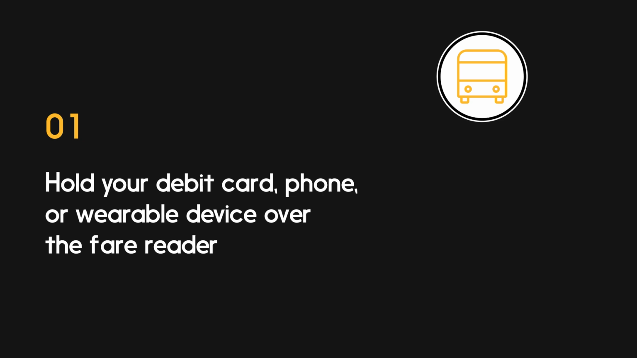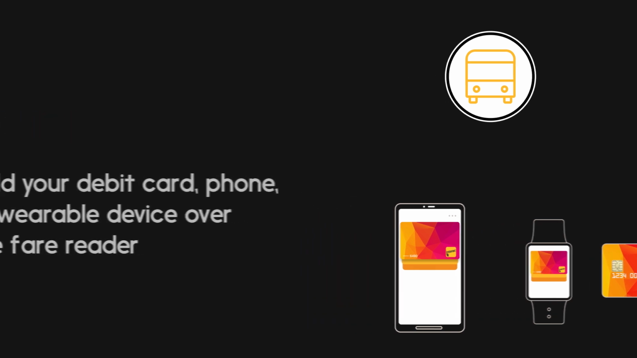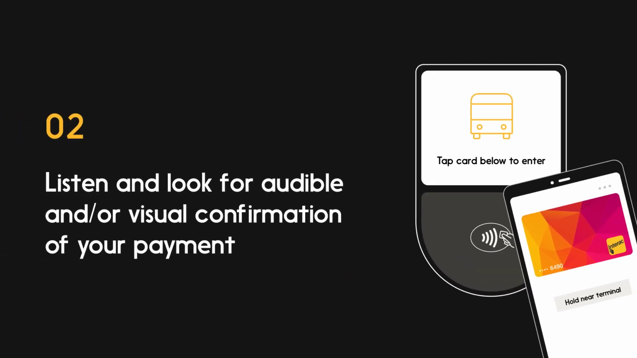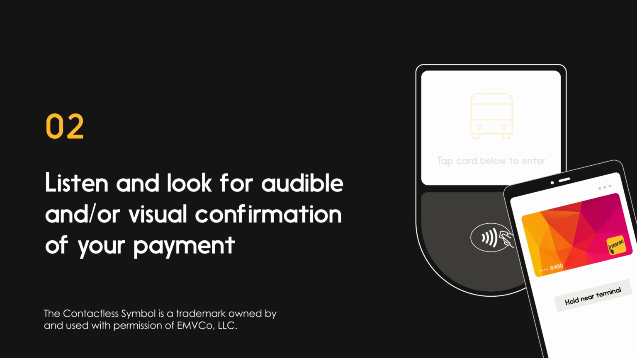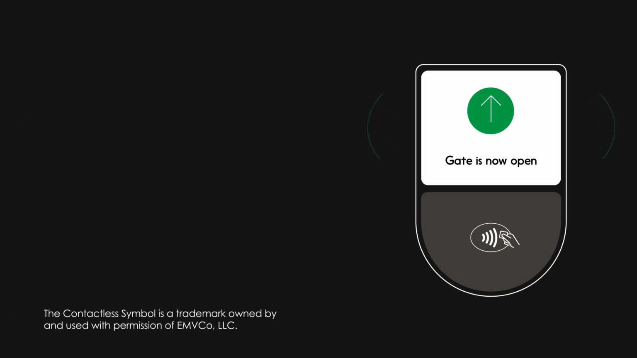When you enter the transit station or board the vehicle, hold your debit card, mobile phone, or wearable device over the fare reader to pay for your adult fare. Depending on the transit system, you will hear a beep or see an on-screen confirmation of your payment. At some stations, automated gates may open when your payment is accepted.